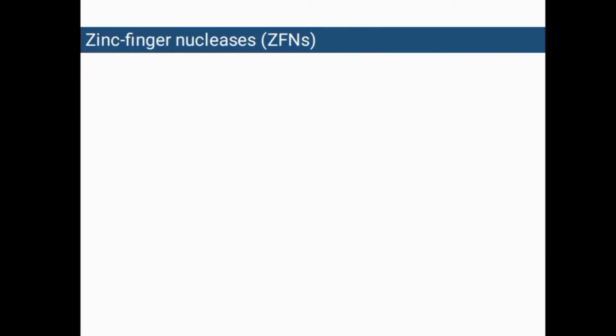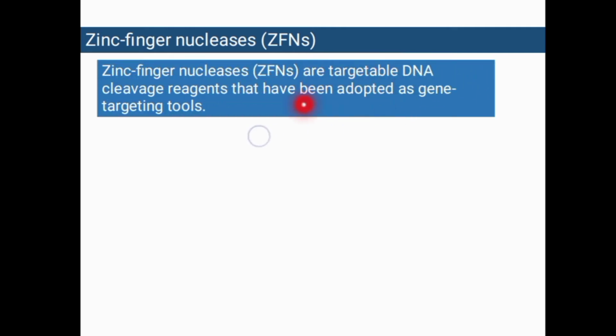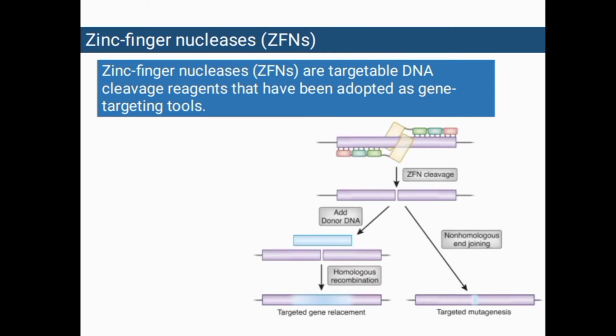The other method to address this problem is zinc finger nucleases. They are targetable DNA cleavage reagents that have been adopted as gene targeting tools. Zinc finger nucleases are comprised of a chain of zinc finger proteins fused to a bacterial nuclease to produce a system capable of making site-specific double-stranded breaks to enable gene edits.